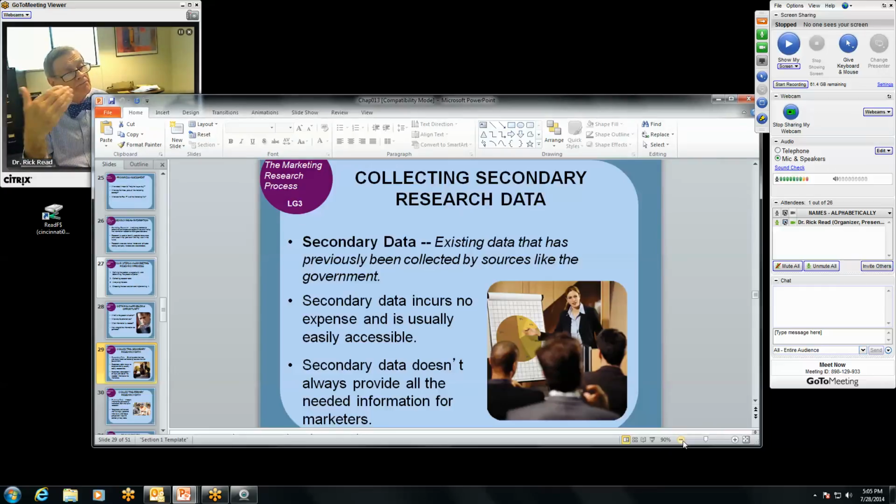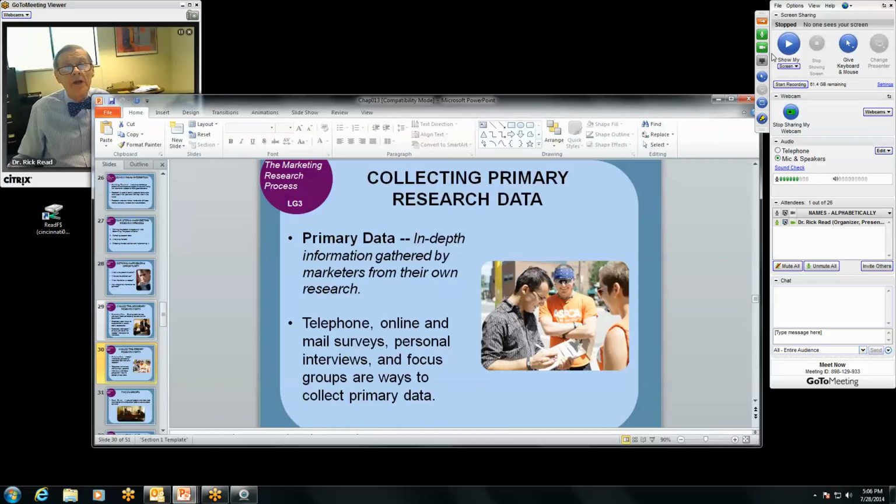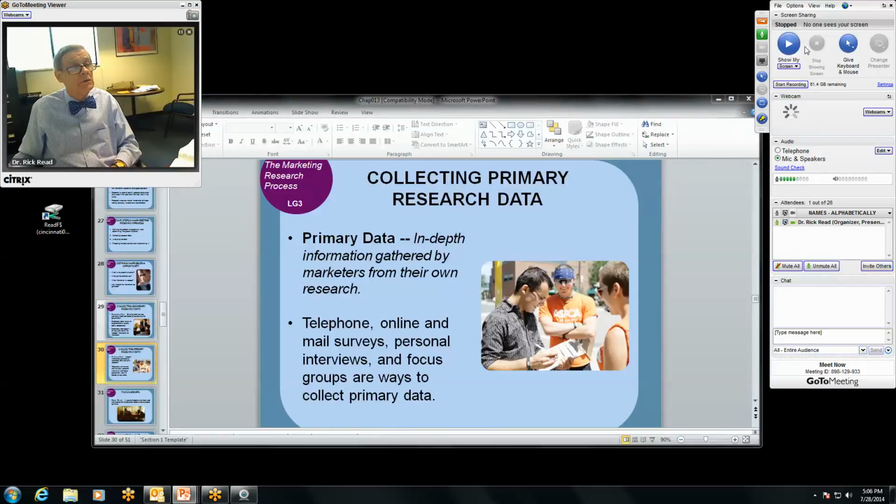Now, the bottom line to that, or the downside to that, is it doesn't always have everything you're looking for. So secondary data is good, and many times people will use secondary data in support of the primary data we're going to talk about here in just a second. But remember that it's not exactly the most current information that you want to get.